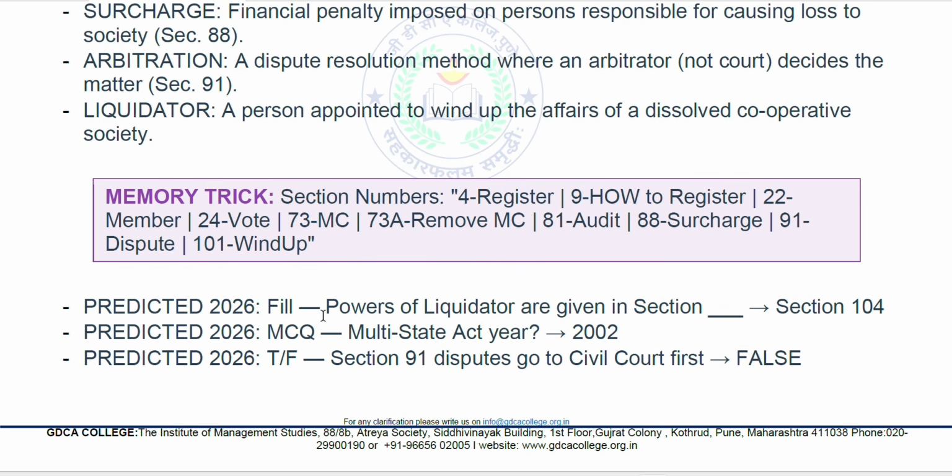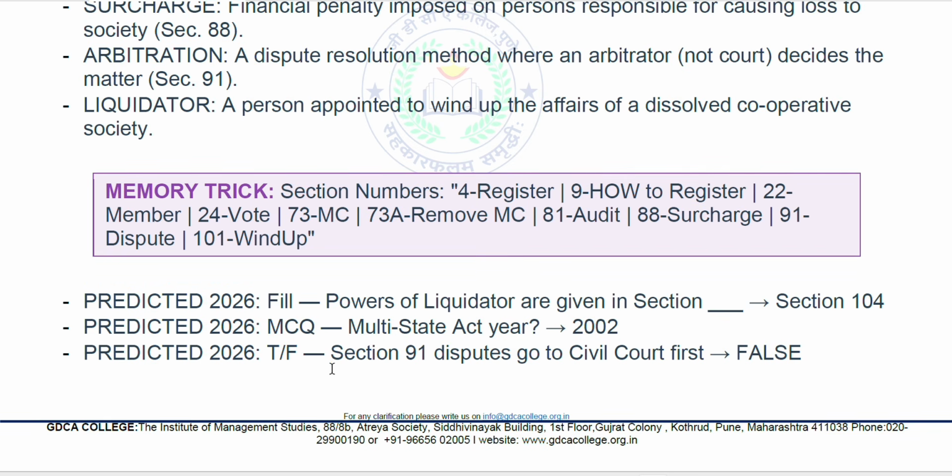Predicted 2026, fill in the blanks. Powers of liquidator are given in Section 104. Predicted 2026, MCQs, Multi-State Act year 2002. Predicted 2026, true or false. Section 91, dispute, go to a civil court first, false.